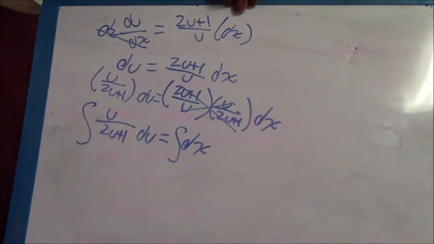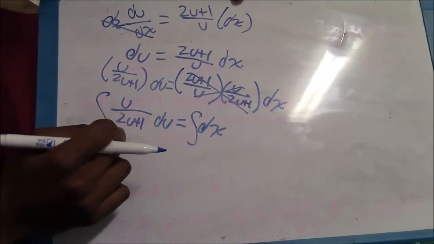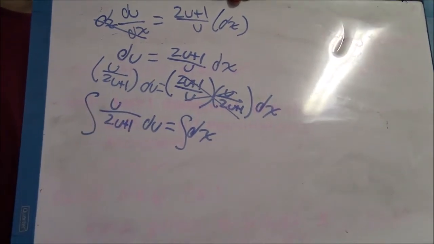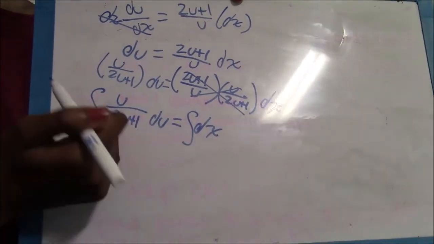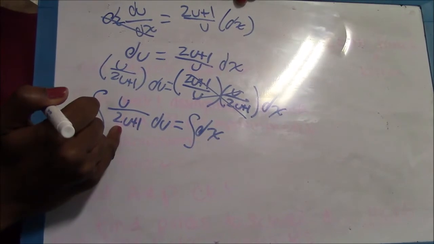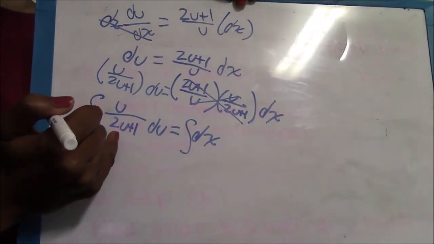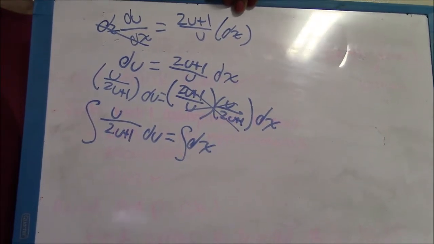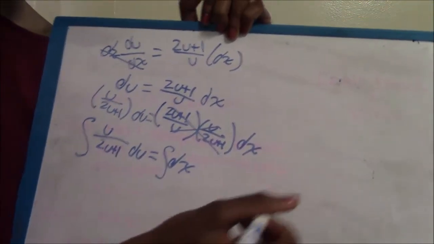Now, when you're integrating this, we see that they have the same degree. So we can't really do u substitution because if we made that u, our du is going to be 2. And there's a u up there, not just a constant. So we have to do long division.